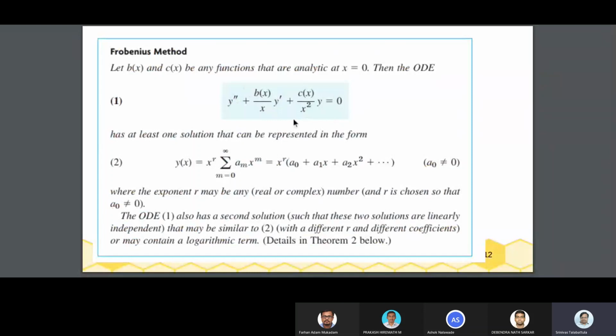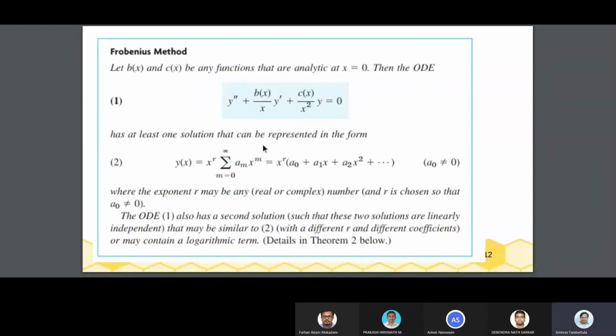Okay. So you have the equation y double dash, b(x) by x, y dash. So at x equal to 0 also there is a solution we want to find out. And you know that it has to go to infinity sometimes because its denominator is x. And also we said earlier, if you find one solution, we can find the other solution by reducing the differential equation. Okay, that is the idea here.